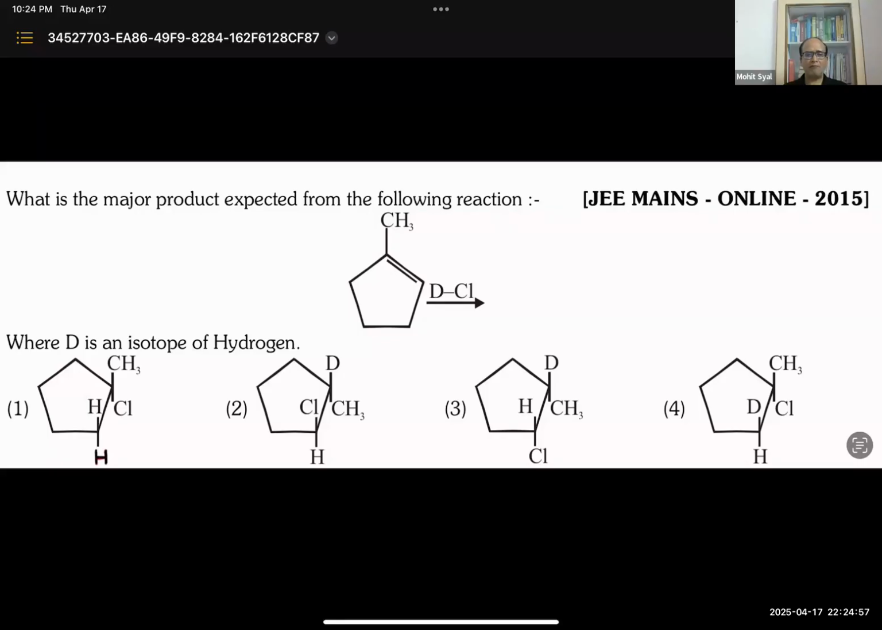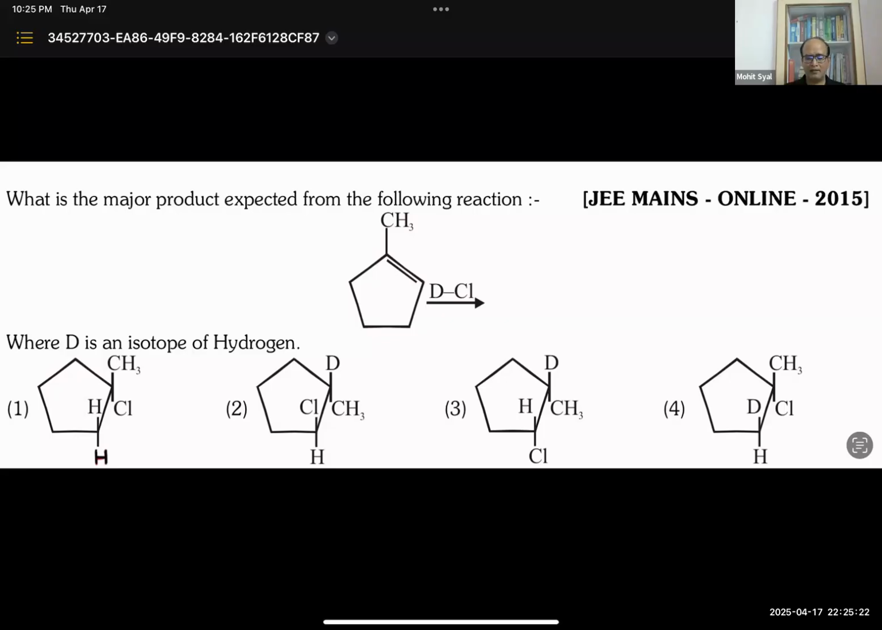Just to confuse you, I have put them up and down. But it is simple. Don't get confused by the up and down position. Just keep in mind where you are going to put the D, where you are going to put the Cl. Sir, the D will go to the place with the most amount of hydrogen.